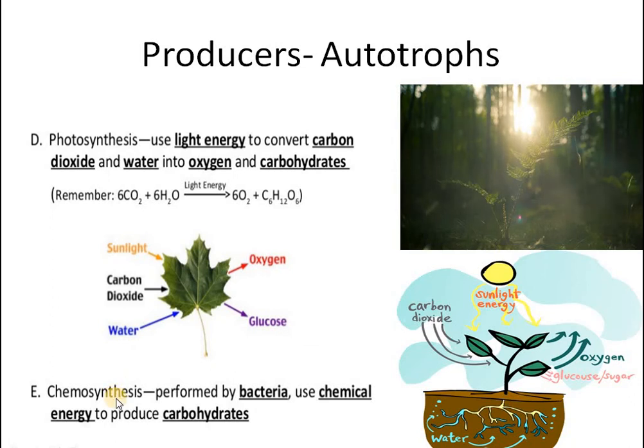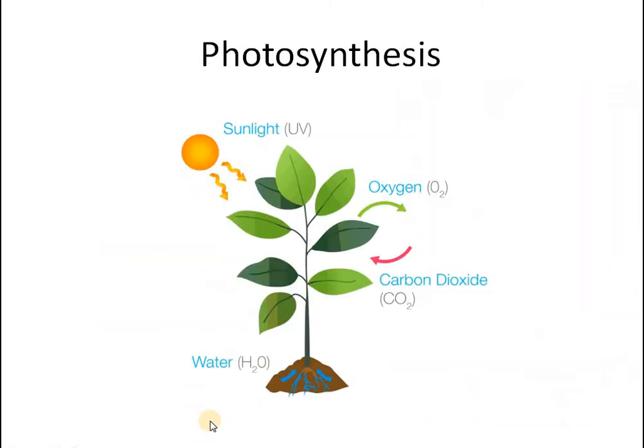Chemosynthesis is a process that you don't really have to go through in your syllabus, but let me tell you that there are certain bacteria which use chemical energy to produce carbohydrates. They do not need light energy to make carbohydrate. They use chemical energy to make carbohydrate. Hence, they are also autotrophs.